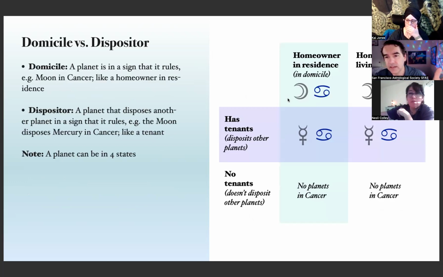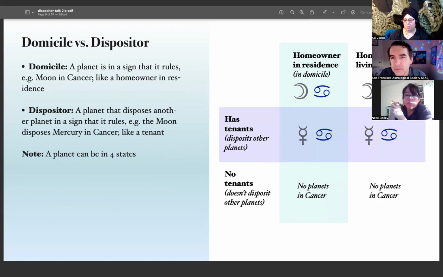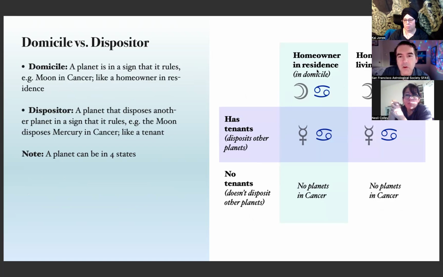So this is an important distinction I want to make. Domicile is a planet that is in a sign that it rules. We know that. Sun in Leo, Venus in Taurus. That's not the same thing as a dispositor. Okay? So I made this little logic tree, or truth table here. A planet in domicile is like a homeowner that's in residence. So when the moon is in Cancer, she owns the house. She's living there. Does she have tenants? Maybe Mercury's in Cancer. Great. That's her boarder, and she's dispositing Mercury, right? In some way, she's responsible for Mercury. She could just as easily have no planets in her sign, and then there's no dispositorship.